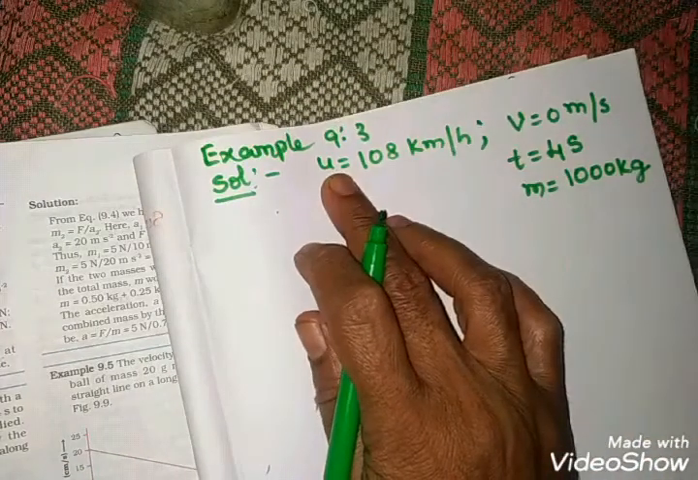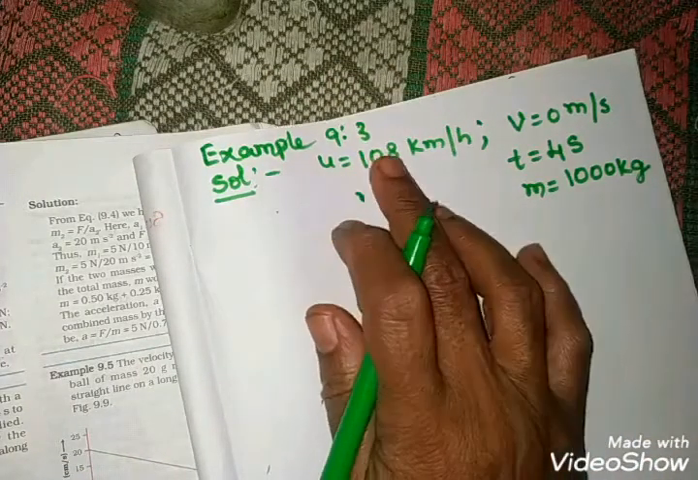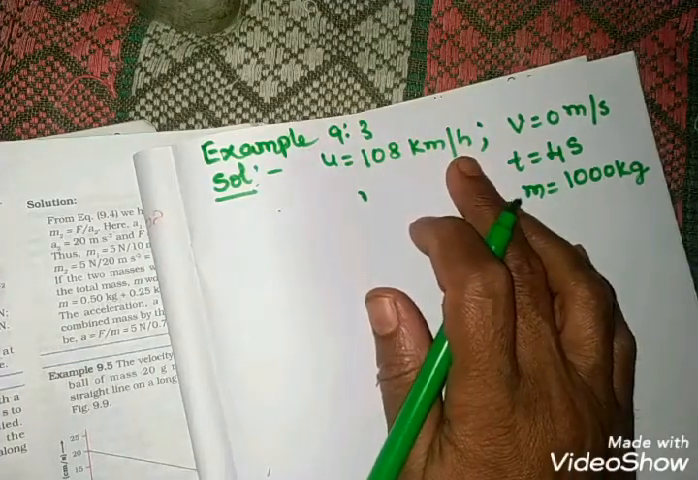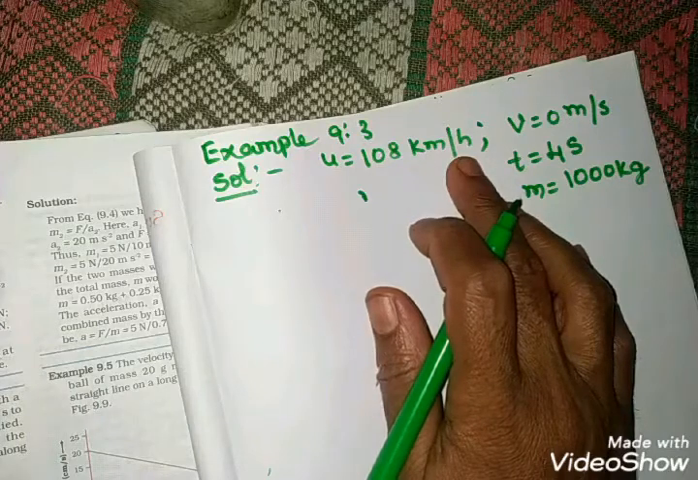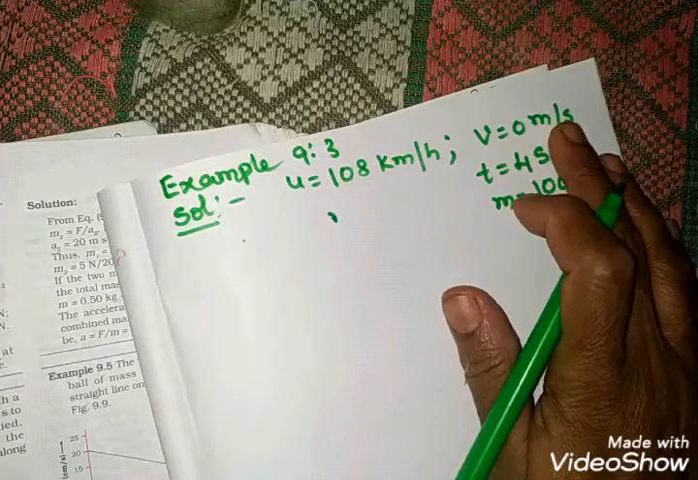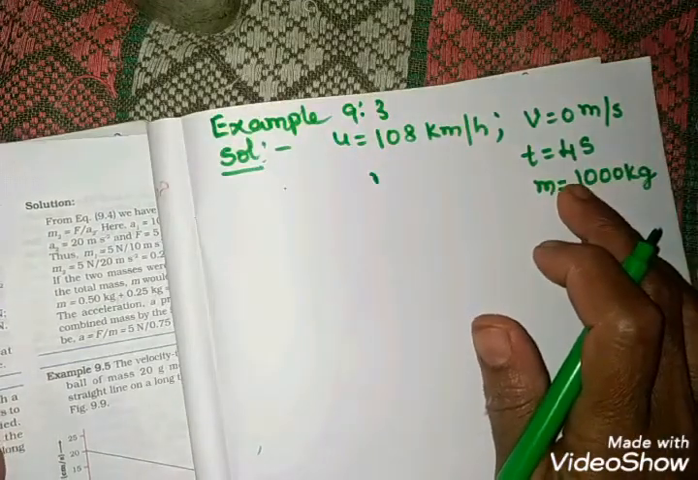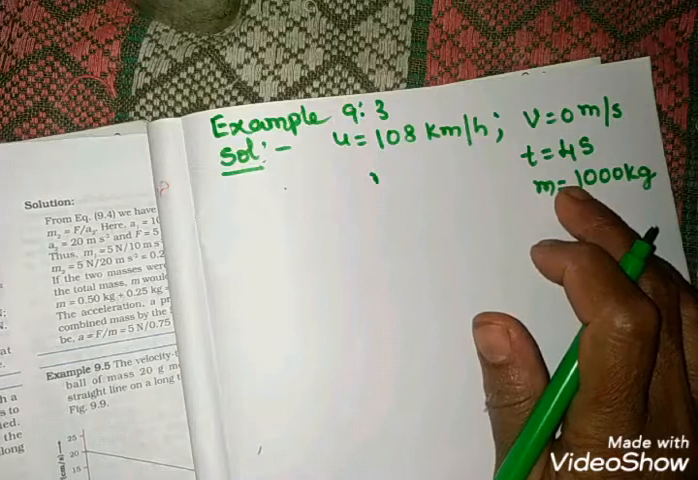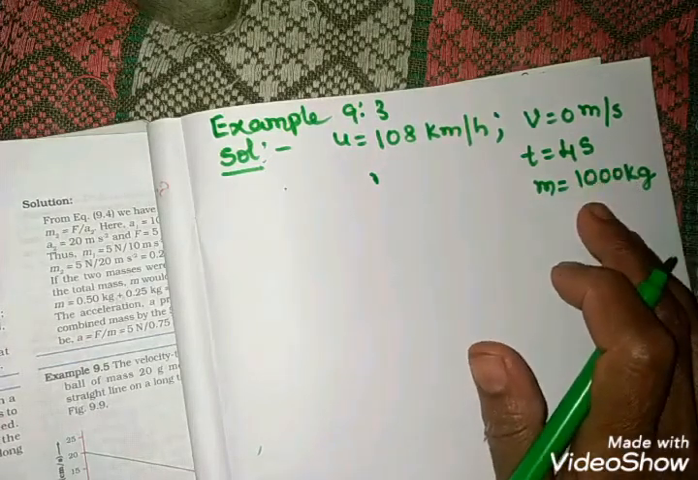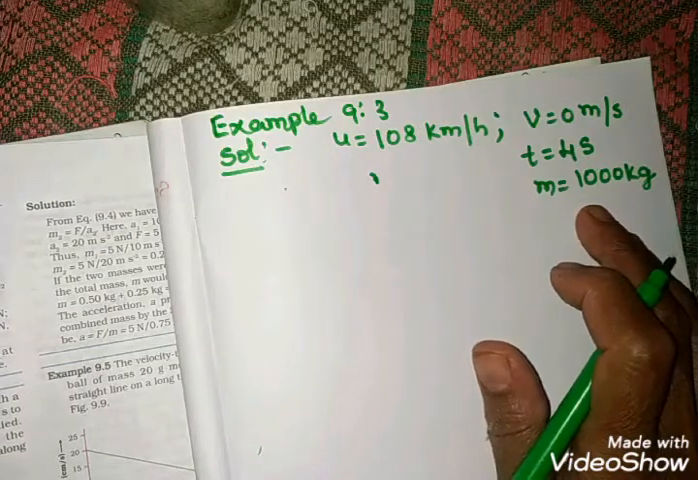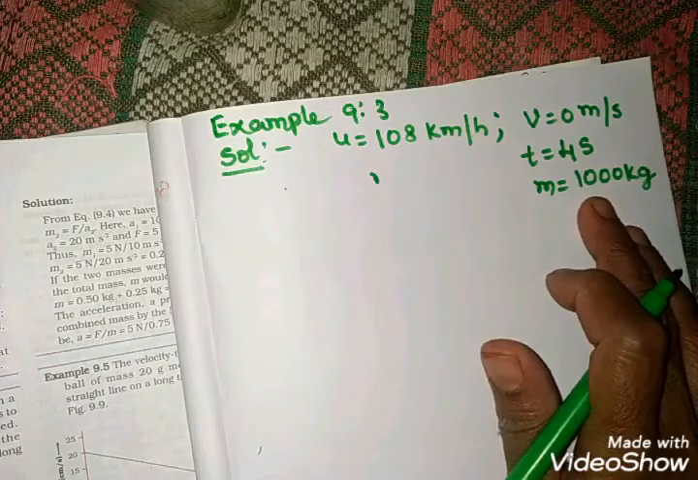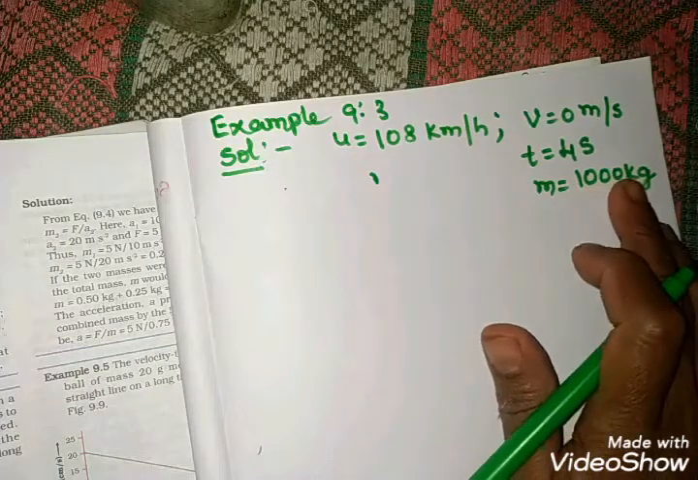Here starting velocity u is equal to initial velocity 108 km per hour. It comes to a stop, it comes to halt. That means v is equal to 0 meter per second. It takes 4 seconds to stop. So t is equal to 4 seconds, and in the end they gave, along with the passengers, 1000 kg. Its weight, that is mass, is 1000 kg. So mass m is equal to 1000 kg.